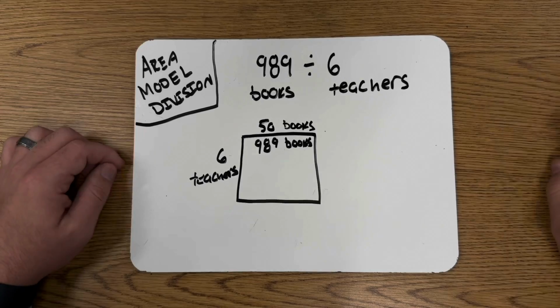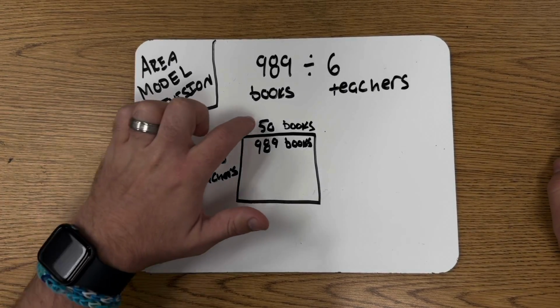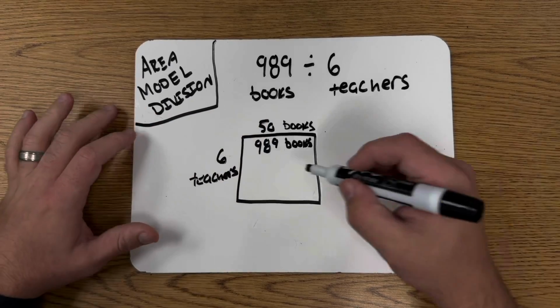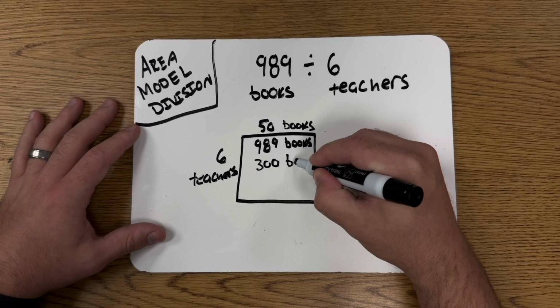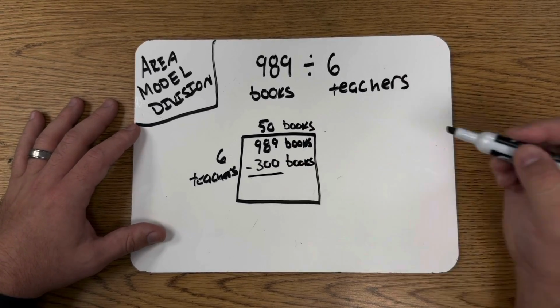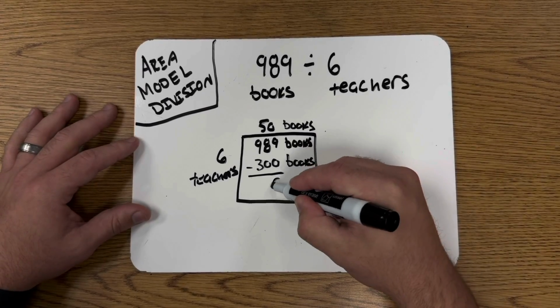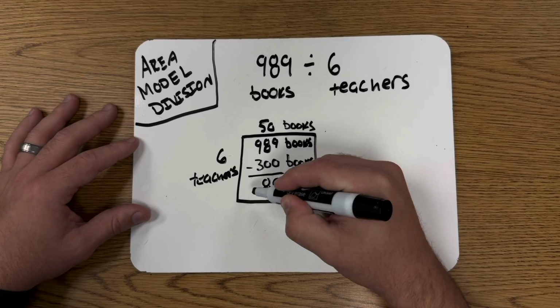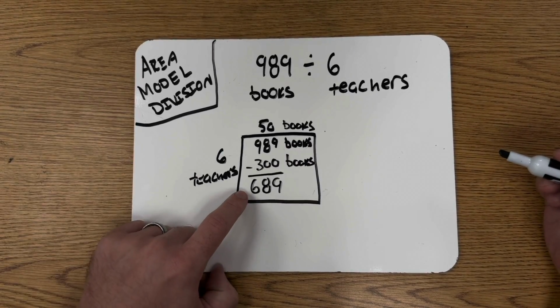50 books. So I have 6 teachers, each one's going to get 50 books, so I'm going to have to multiply. 6 times 5 is 30, and I bring my 0. That means I will have distributed 300 total books so far. And so since I took 300 books out of my box, I need to represent that using subtraction. So I subtract, and I am left with 689 books left. I still have books I need to hand out.